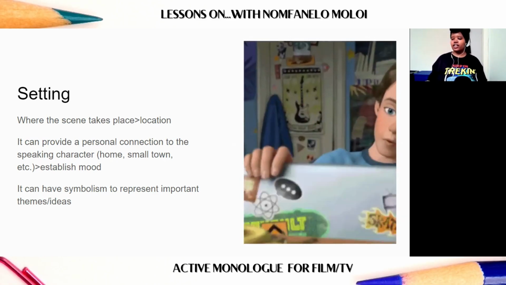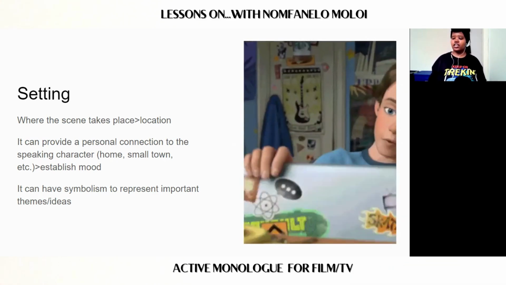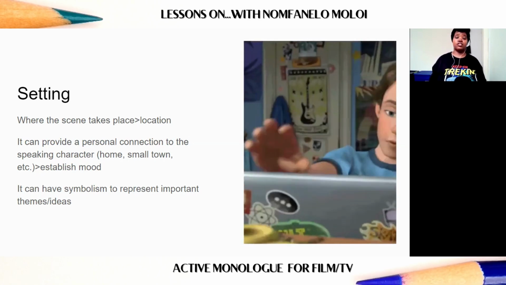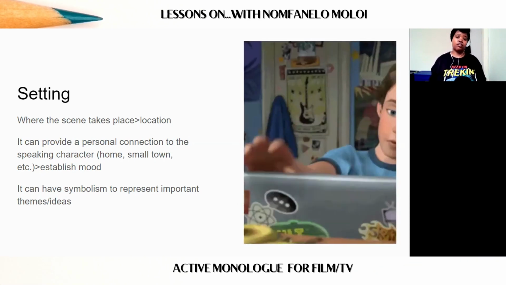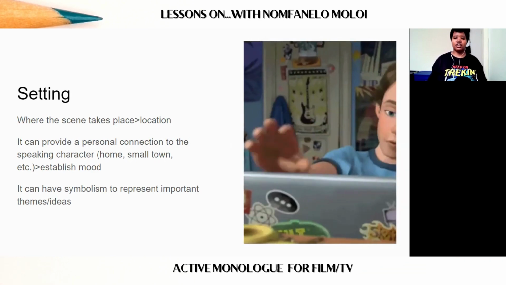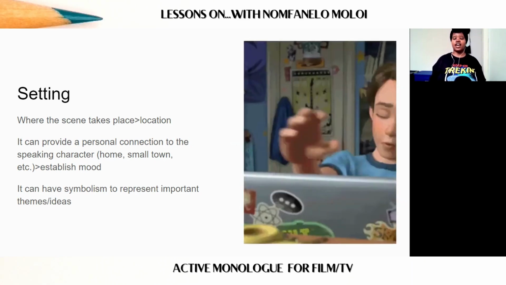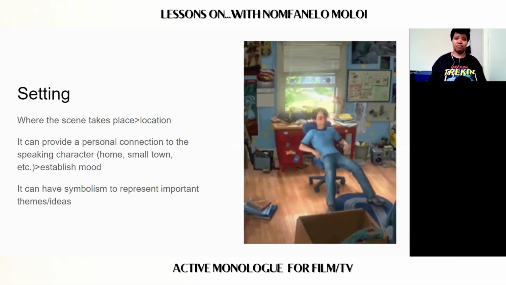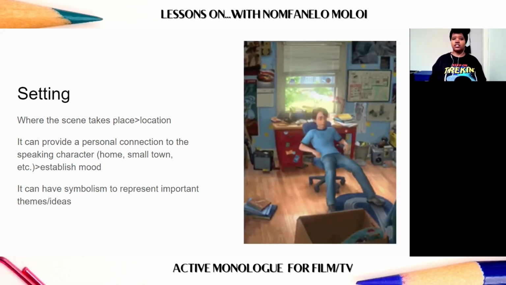So if a character is delivering, let's say, a monologue in a place that feels familiar to them, it would feel right at home. I have here a picture of Andy in his room. This is from Toy Story 3. Clearly here it's filled with memories because it's his personal space. So he feels right at home, and he has all the toys and so forth.